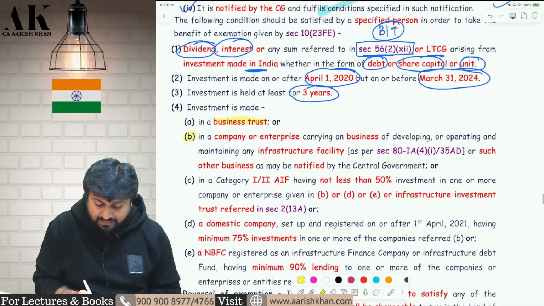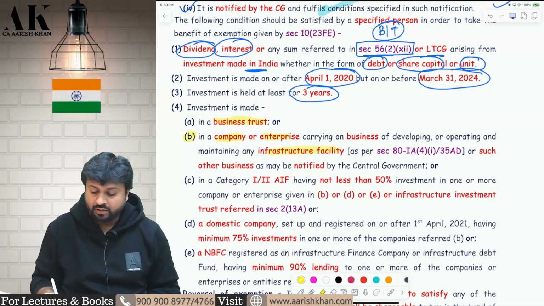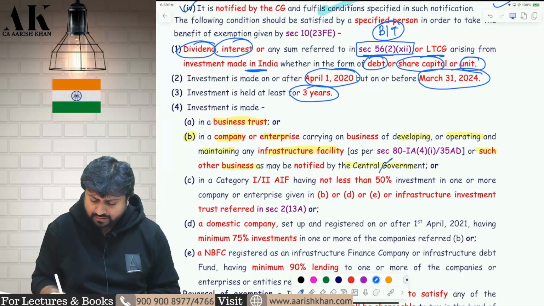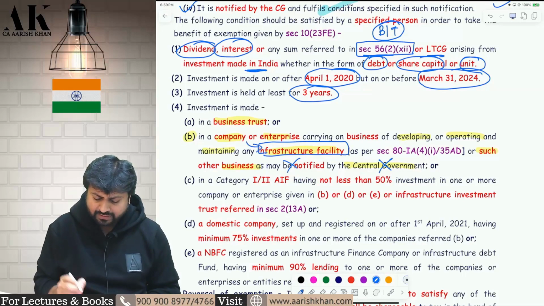In the second case, they will invest in a company or enterprise engaged in infrastructure facility in India, which is engaged in the business of developing, operating and maintaining infrastructure facility or such other business as may be notified by the central government, but the government has not notified anything. So as of now, in point number B, only infrastructure company is covered.